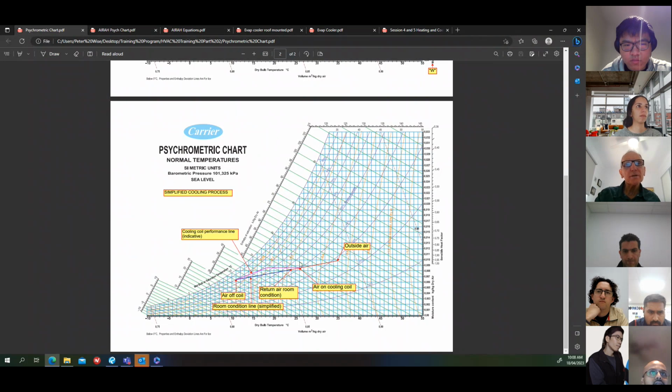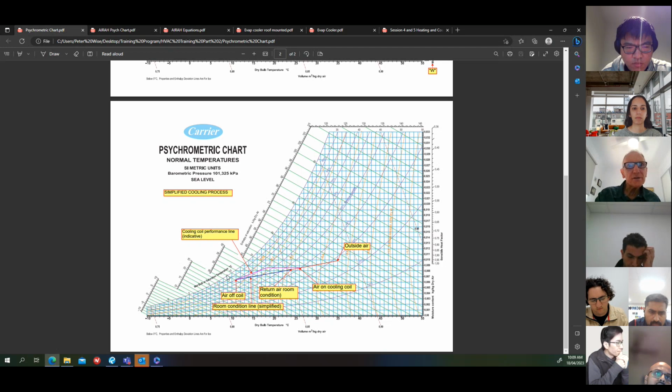So also we've got the relative humidity, which are these purple curves. Normal room design condition is about 50%, so it would be up on this 50% RH line. At 100% saturation, 100% relative humidity is the saturation line. So that's this curved line at the left side.